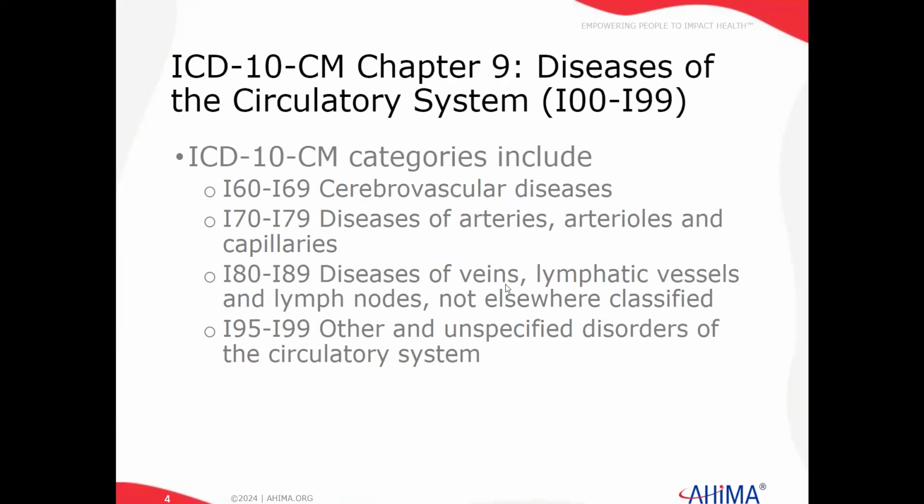This chapter also covers cerebrovascular diseases, strokes, diseases of the arteries. Strokes and cerebral vascular disease fall in I60 through I69, and of course, diseases of arteries, I70 through I79. We can also have diseases of the veins, lymphatic vessels, and lymph nodes falling into I80 through I89. And then, of course, anything that's unspecified falls into I95 through I99.